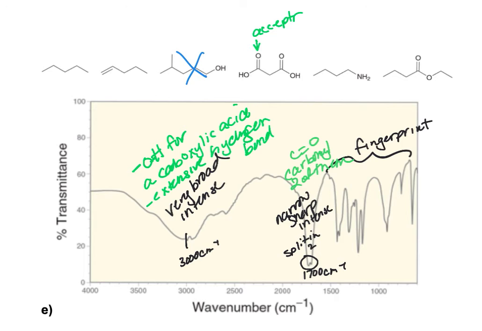Then we have a carbonyl. We have a C double bond O signal. It's very distinct. It's right in that region. And as I said to you before, it's split in two. So that indicates we most likely have two carbonyls. The only choice that would work would be this dicarboxylic acid. So we have that strong absorption and the carbonyl.